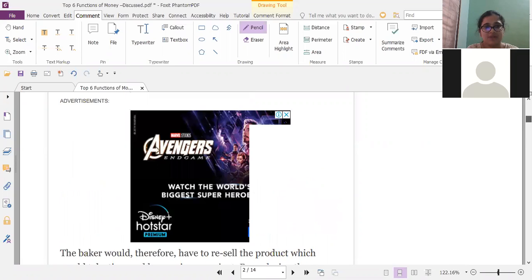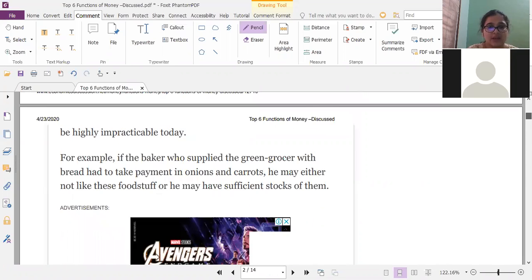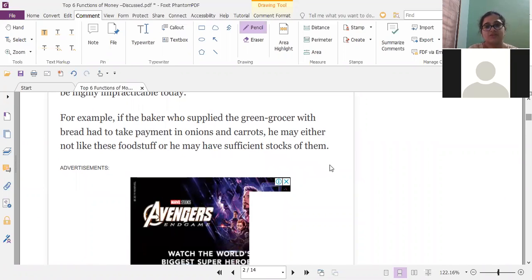So this para is giving you an example of how money is better than barter system. Here they're giving us the example of a baker, right? A baker who has to make some purchase of raw materials for making bread, right? Sorry, who supplied? Okay, the baker is supplying the bread. So what if, in return for bread, he is getting onion and carrot as payment? Just imagine that, onion and carrot as a payment for the bread he is selling.